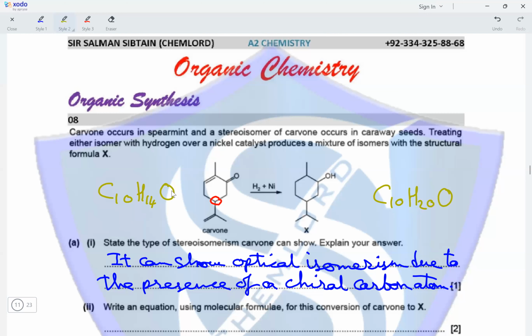So now since we know the molecular formula of both of these, we can write an equation using the molecular formula. So this would be C10H14O plus 3H2 in the presence of a nickel catalyst. We end up with C10H20O as the product.